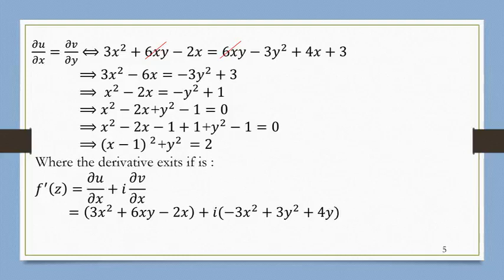For the second part of the question, where the derivative exists, the condition is f prime of z equals del u over del x plus i del v over del x. So we find the result of del u over del x, and add i times del v over del x, considering the previous result. So we have minus 3x squared plus 3y squared plus 4y.